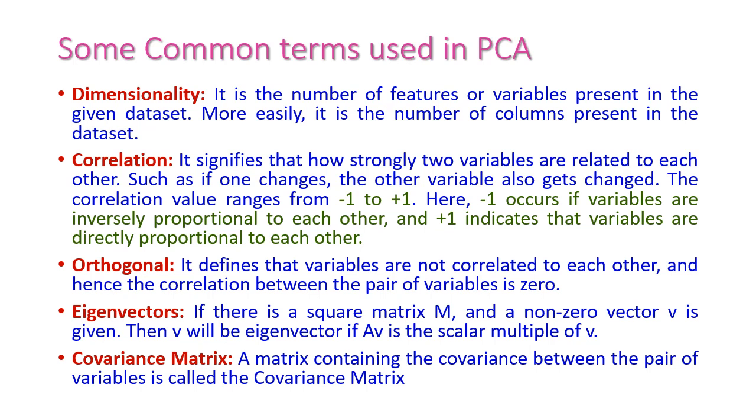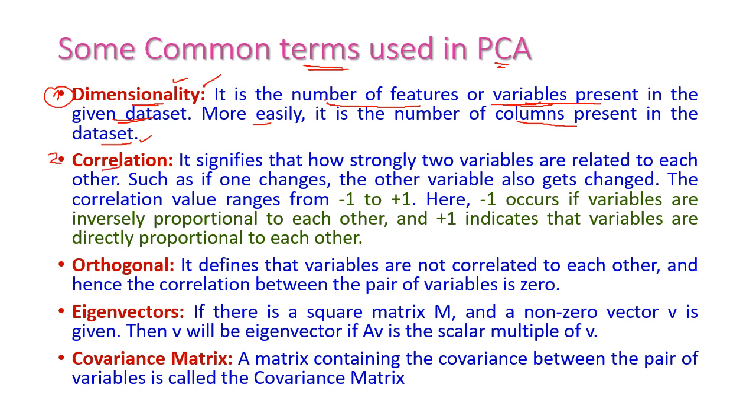And now let us see some of the common terms which are used in PCA. The first one is dimensionality. Dimensionality means the number of features or variables in the given data set, which we have already seen. That is, the number of columns present in the data set is called dimensionality.